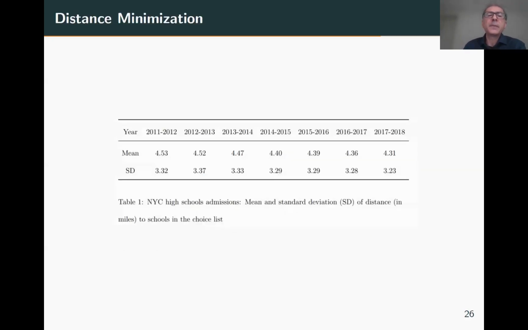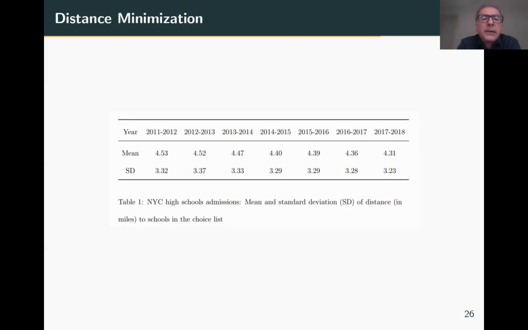The first one is about distance minimization. Data comes from New York City. New York City is the largest school district in the US. There are about 1 million students every year that attend a public school in New York City. Each transition grade has about 70 to 100,000 kids going through the centralized admission systems. The transition grade is 6th grade at the middle school level and 9th grade at the high school level.